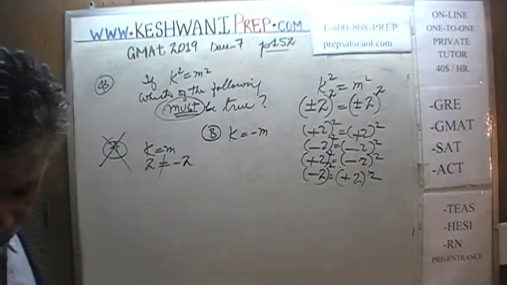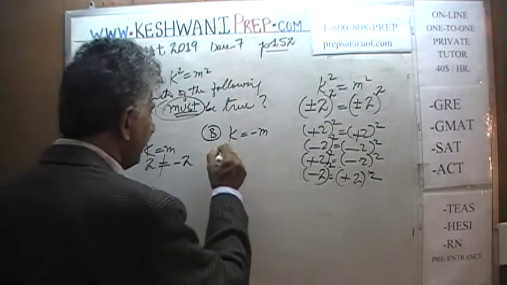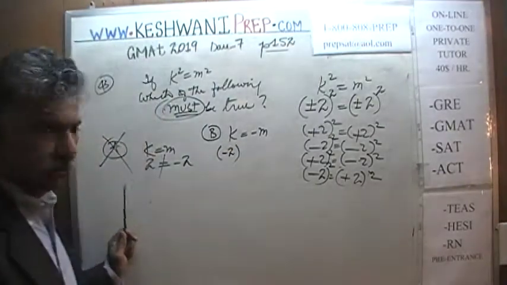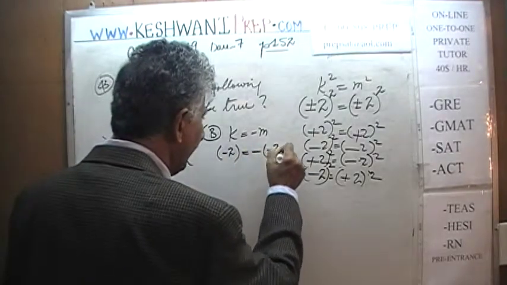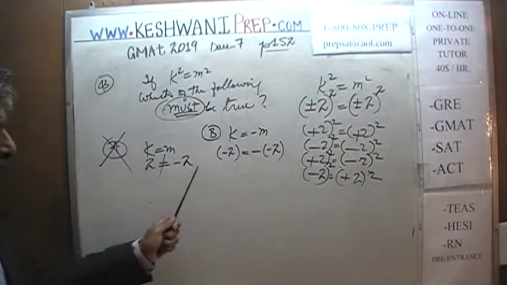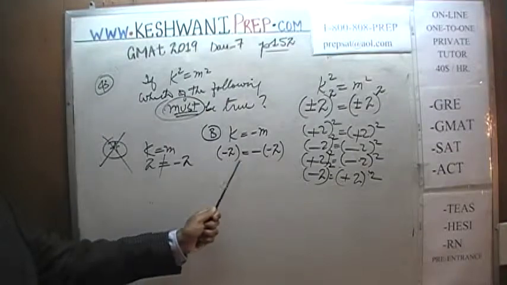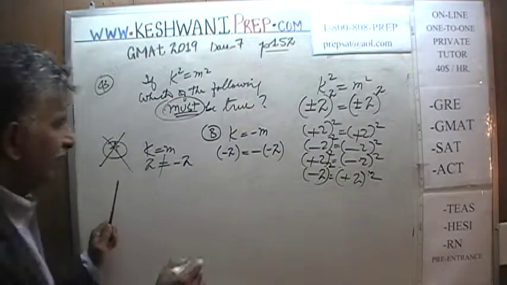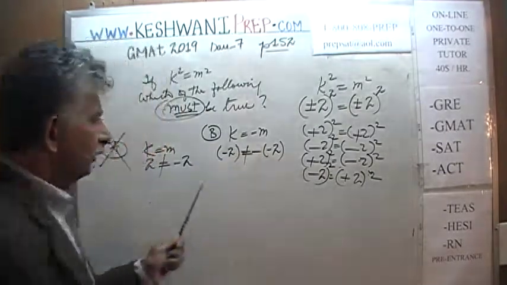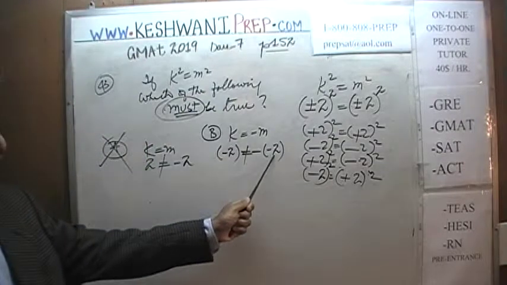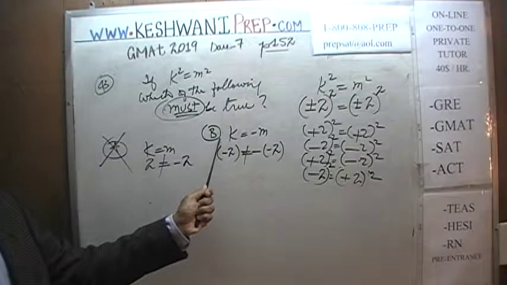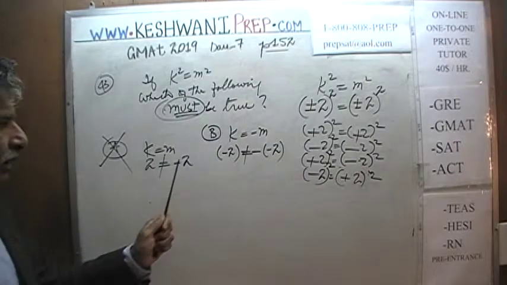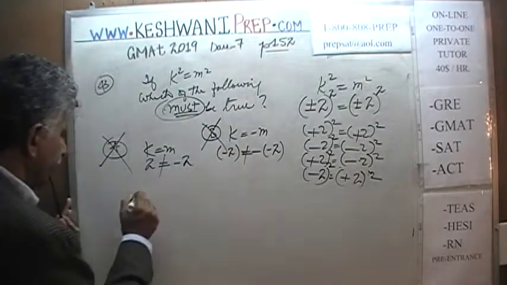Well, again, we do not know. Maybe k equals negative 2, and maybe m equals negative 2 as well. If they're both of the same sign, then these are not equal to each other, because the negative of negative 2 will become positive 2, and positive 2 does not equal negative 2. So again, statement B is something that may or may not be true. It is not something that has to be true.